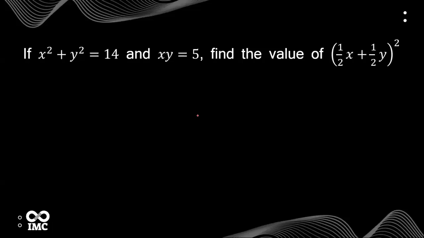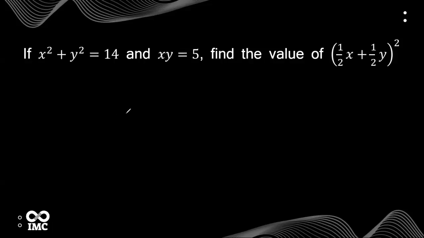Here the question says, if x square plus y square equal to 14 and xy equal to 5, find the value of (1 by 2x plus 1 by 2y) whole square. So how can we solve this problem?